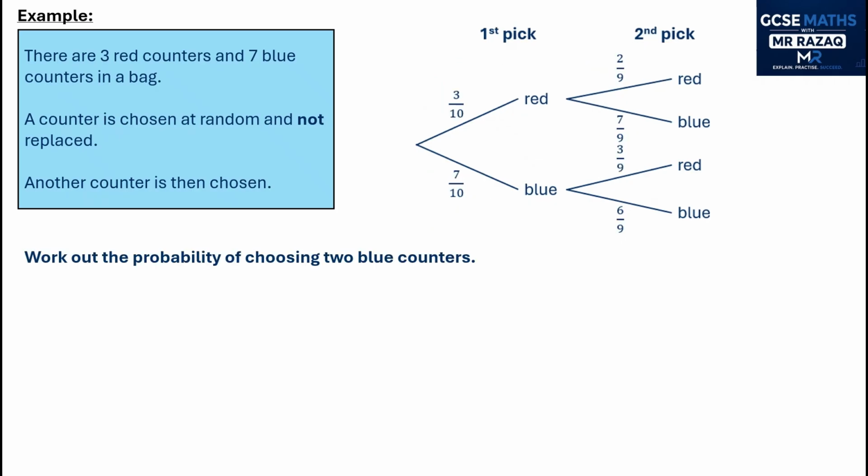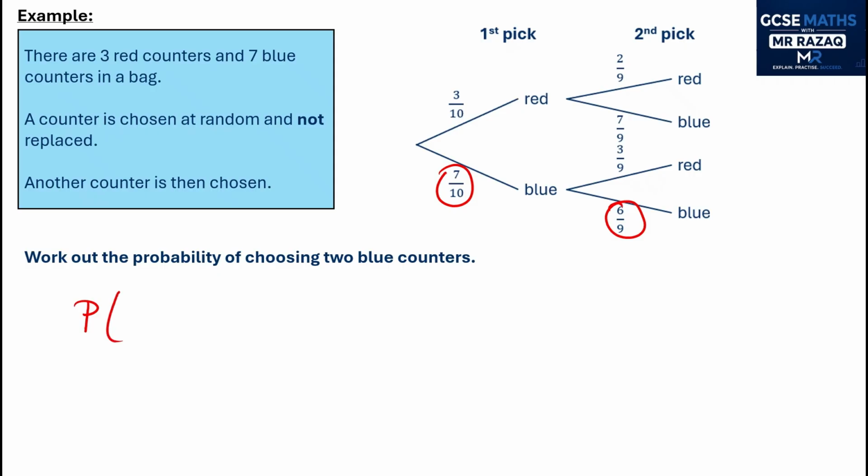Now, using the probability tree diagram, we're going to answer this question. Work out the probability of choosing 2 blue counters. Coming over here to my probability tree diagram, we can see that blue is over here. So that's the probability of the first pick being blue, which is 7 out of 10. And the second pick being blue is 6 out of 9. So we'll multiply both of those 2 numbers.